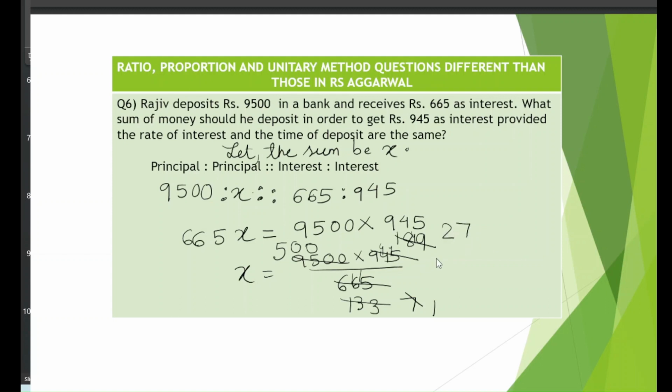So what remains is 27 multiplied by 500. We will get the amount that he needs to deposit in order to get an interest from the bank of rupees 945. So what it will be? 0 0 I write as it is. 5 sevens are 35. 3 gets carried over. 5 twos are 10. 10 plus 3 is 13. So it becomes 13,500 rupees. 13,500 he needs to save in the bank so that he gets the interest of rupees 945.